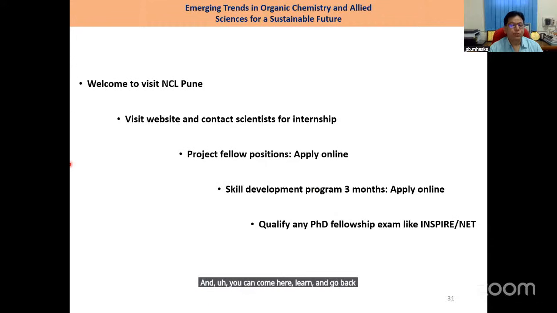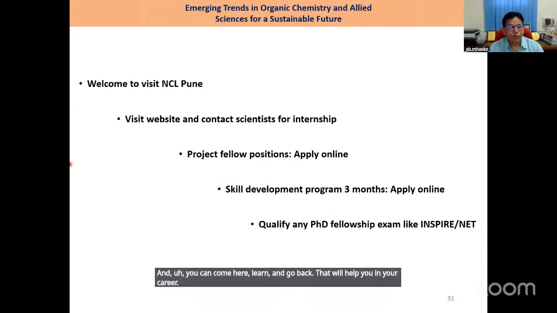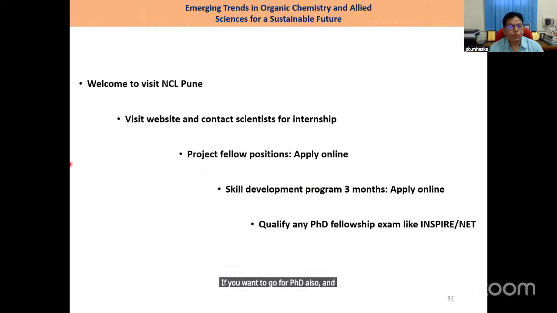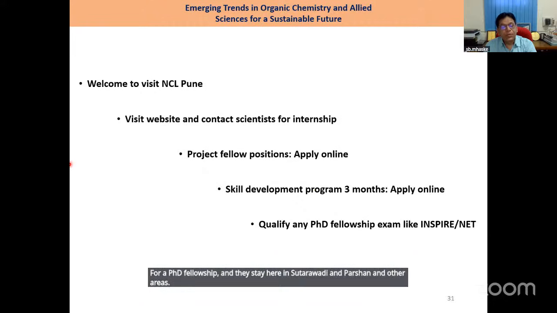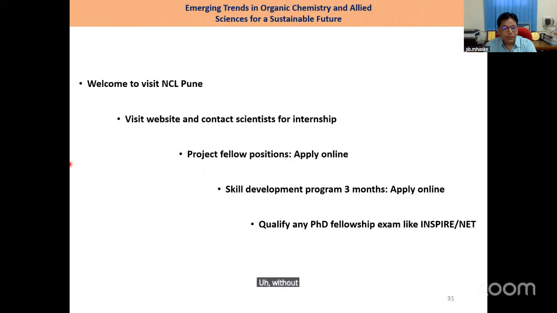That will help you in your career if you want to go for PhD, and if you want to go for a job in industry also. I know that students from your area come here to prepare for the CSIR NET exam for a PhD fellowship, and they stay in Sutarwadi and Pashan and other areas without earning any money. I think that is fine for the first 6 months.